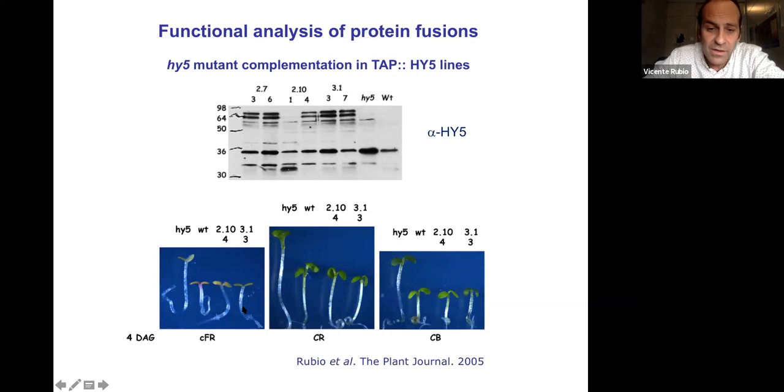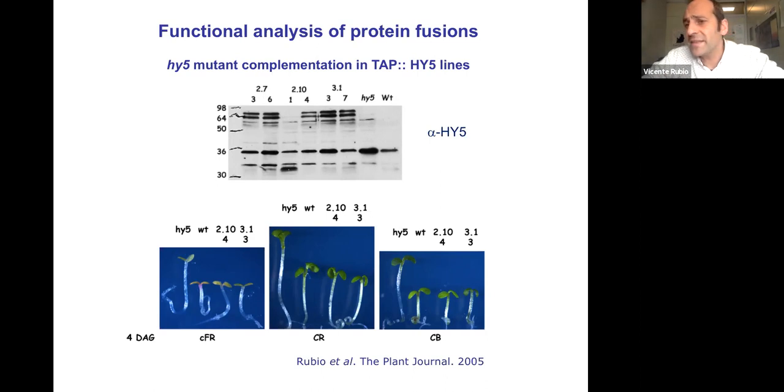For example, under red light or blue light conditions, the complementation was much better than under far red light conditions. So this was an issue at that time that we thought could limit the use of this system, but we decided to keep going and use this system to purify the protein complexes and see what we were able to identify as interactors of HY5.